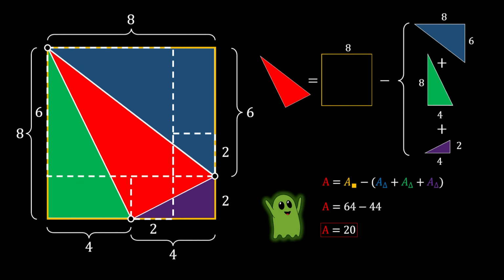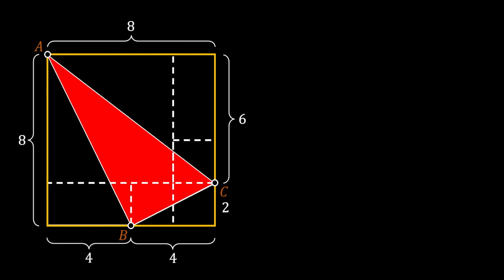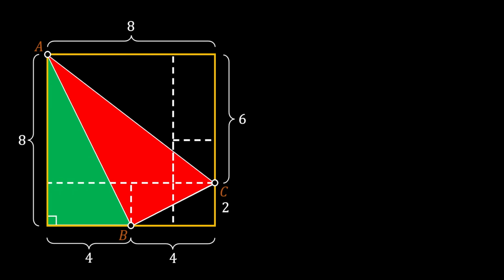Alright, now let's try method number 2, the method of using the right triangle. Since we already found certain measurements in method number 1, we're just going to use those measurements in this method as well. So for this method, we're going to set our attention to this green right triangle and to this purple right triangle.